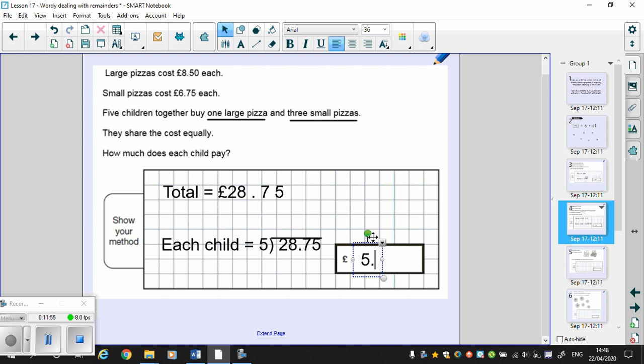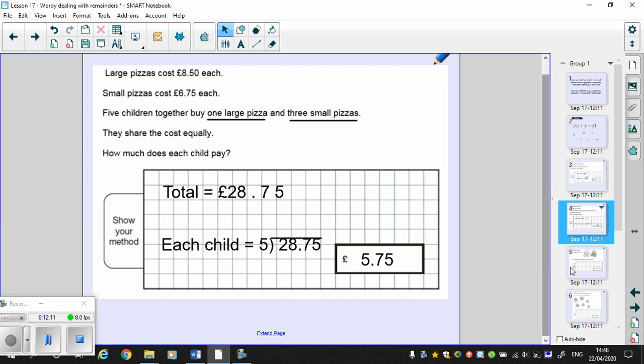up a little bit. 5s into 37 goes 7 with 2 left over, and 5s into 25 goes 5, giving me £5.75 for each child. Does that sound right? Yes, that sounds reasonable.